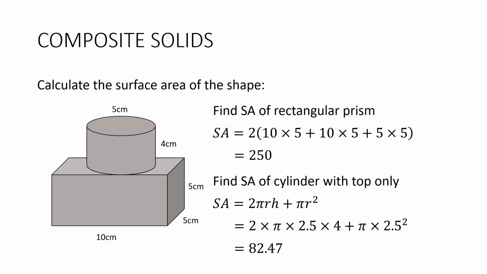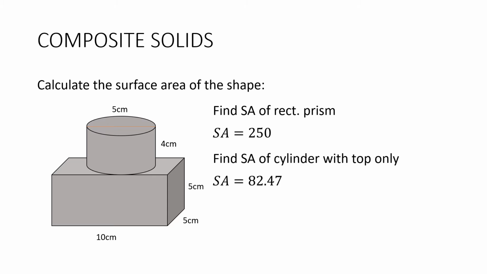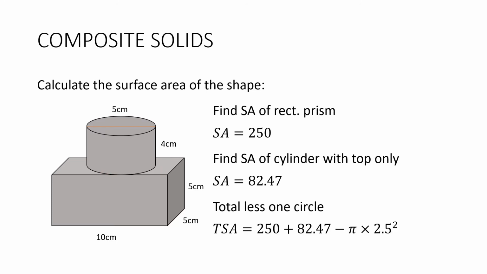Substituting that all in, we get 82.47 centimeters squared. And then finally we're going to add those up and subtract the circle from out of this top face of the prism. Okay, so we get 250 plus 82.47, take away pi times 2.5 squared, which gives us 312.8 centimetres squared.